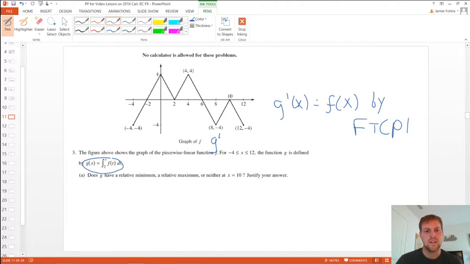And A says, does g have a relative minimum, a relative maximum, or neither at x equals 10, and justify your answer? All right, so we're talking about g here. And if I look right here, that's saying that g prime of 10 is equal to 0. That makes it a critical point. But is it changing directions? No, it's going negative to negative. So since it's not changing from positive to negative or vice versa, it's not going to be a max or a min by the first derivative test. Okay, so I'm going to say neither.